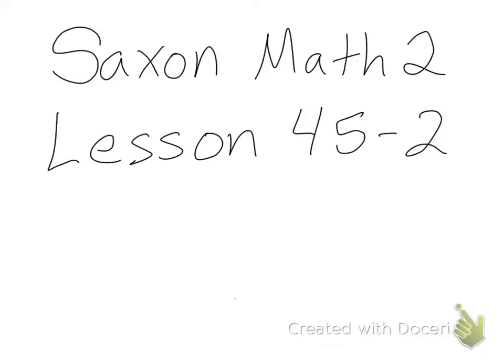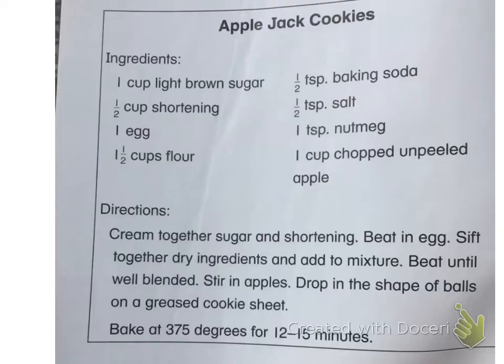Hi everyone, today's lesson is lesson 45 part 2: identifying a 1 cup and half a cup measuring cups, tablespoons, teaspoons, and half teaspoons, and also reading a recipe. A recipe is a list of ingredients and directions for making something. It's often something we can eat.